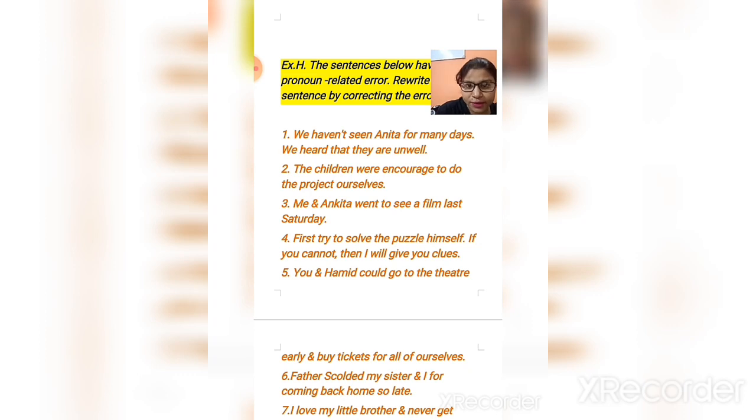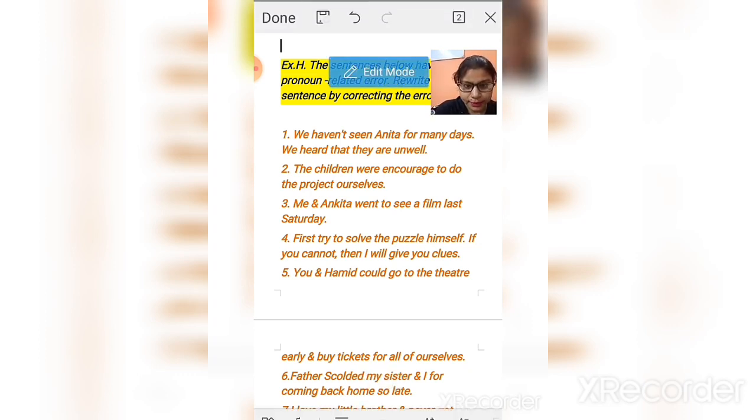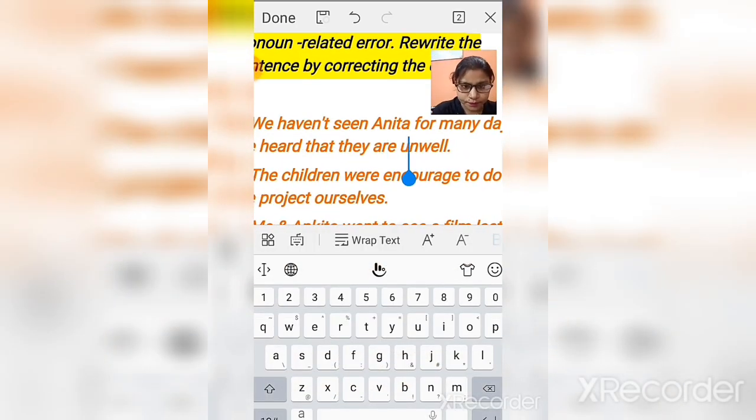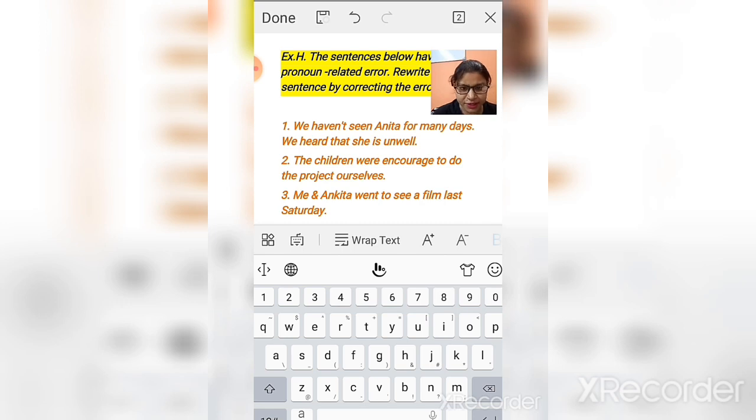Let me do one, then after you have to do like that. Just cut. That, she is unwell. Okay, first exercise done. Now the second will be, the children were encouraged to do the project ourselves.